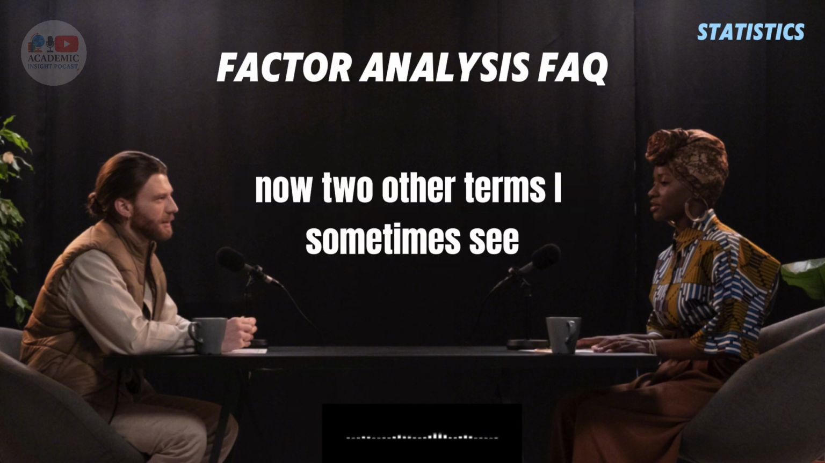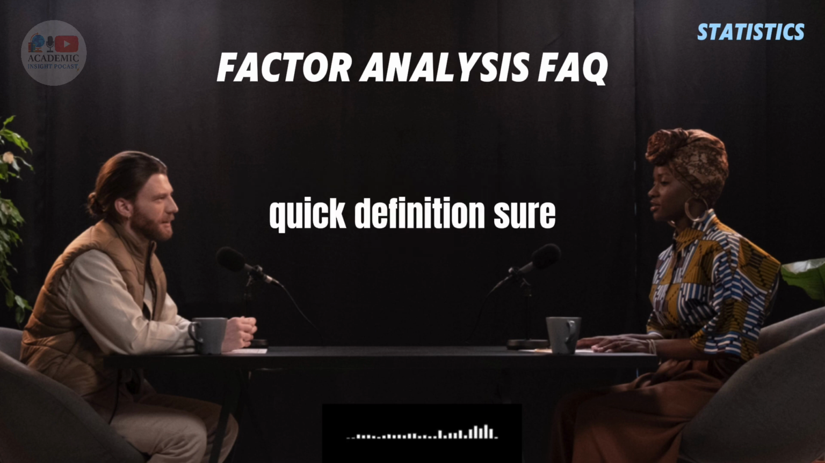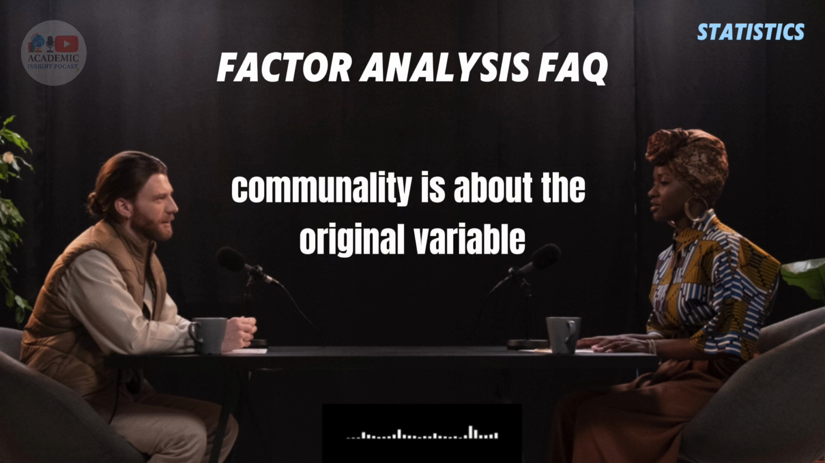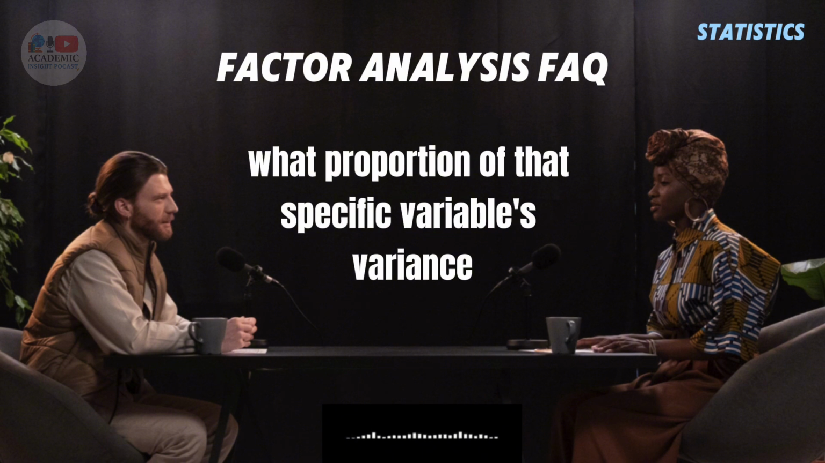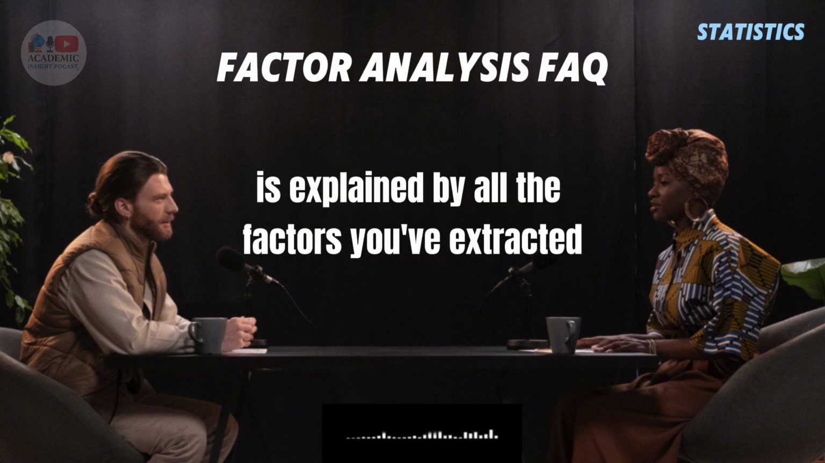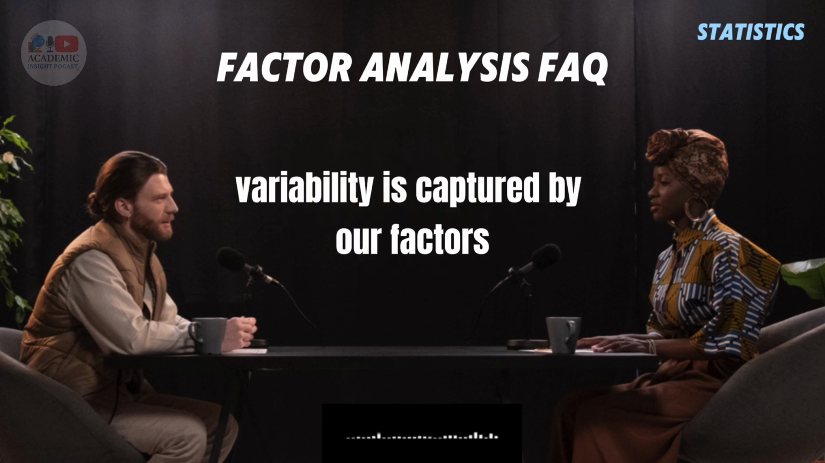Now, two other terms I sometimes see, communalities and eigenvalues. Quick definition. Communality is about the original variable. It tells you what proportion of that specific variable's variance is explained by all the factors you've extracted. So how much of the website ease of use question's variability is captured by our factors?